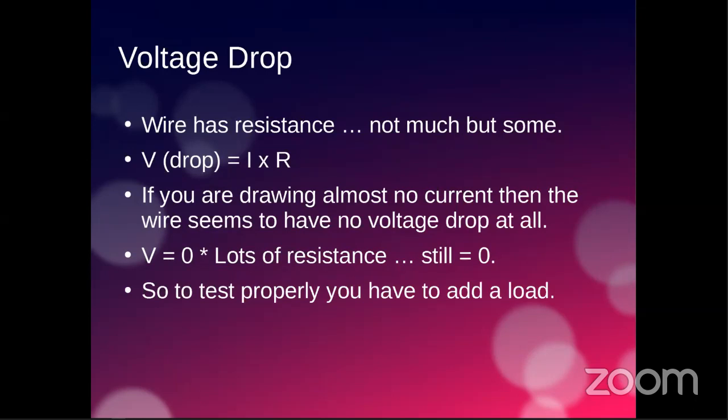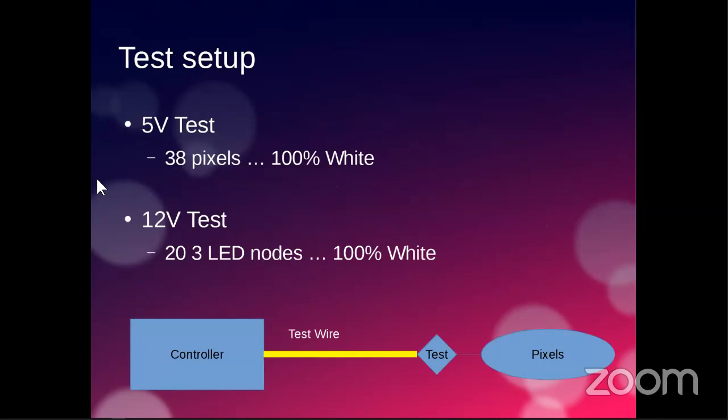So consequently, if you get zero current draw but lots of resistance, you still get zero voltage drop across the wire. So to test properly, you have to add load. And in all of these tests, I've put a load. It's not a huge load. And so consequently, your results may not be anywhere near as favorable as even mine are, because you'll probably be running a lot more pixels off the back end of this wire than I was in this test.